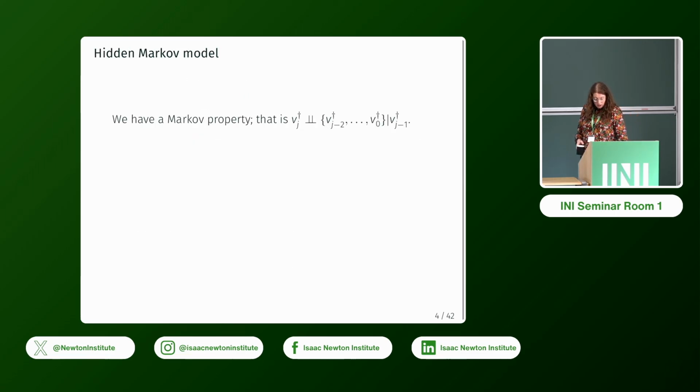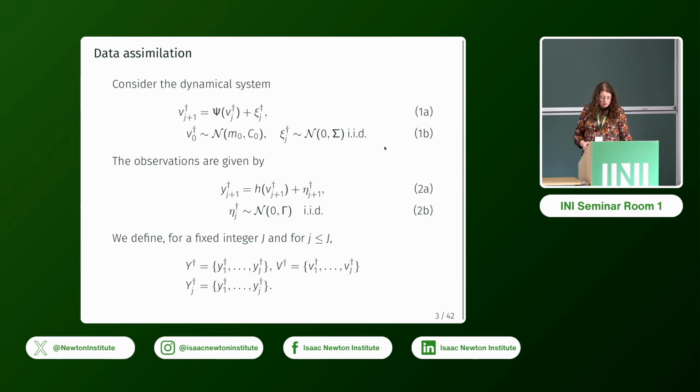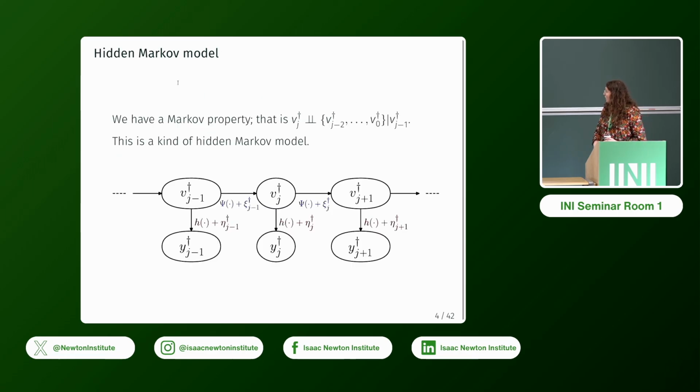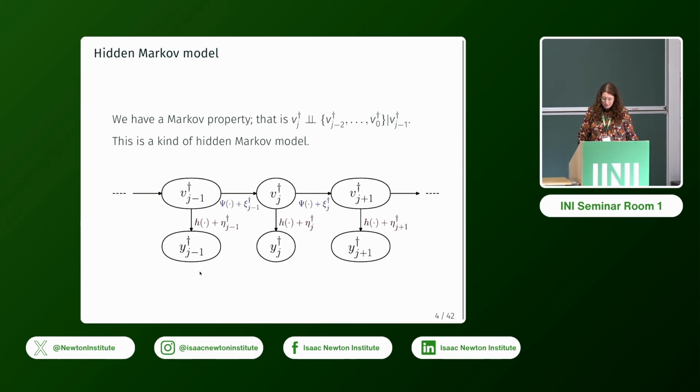So this is a kind of hidden Markov model. So we have this transition kernel is Markovian. So we have a Markov property, and we can just write it here. So essentially, we have a hidden latent state that's given by these VJs, which we'd like to estimate, but we only observe these YJs, right? And these VJs are evolving according to these dynamics, and we only observe these partial noisy observations of the hidden state.